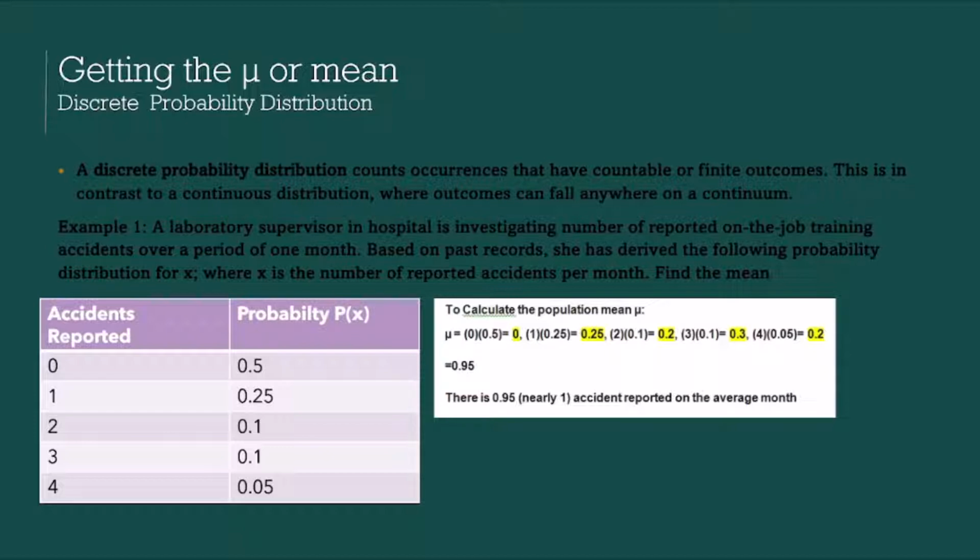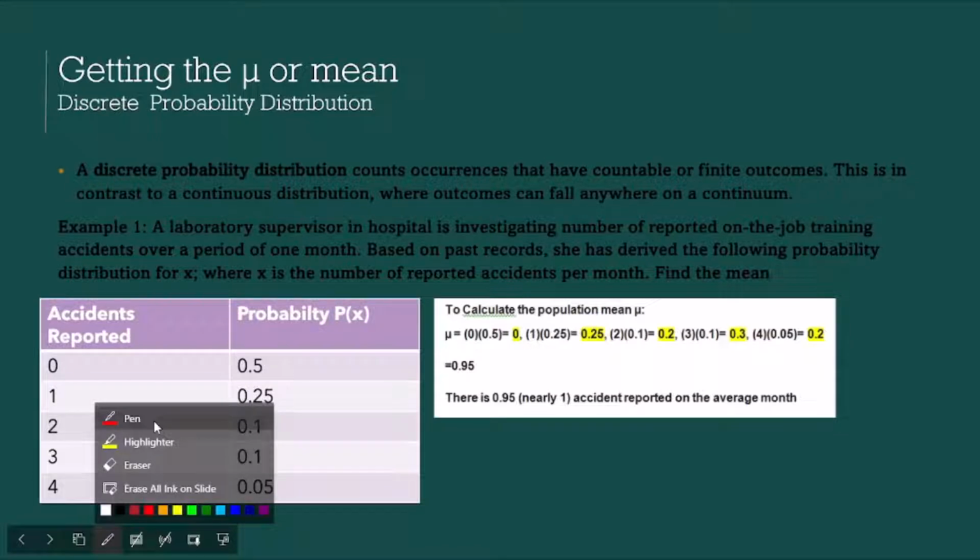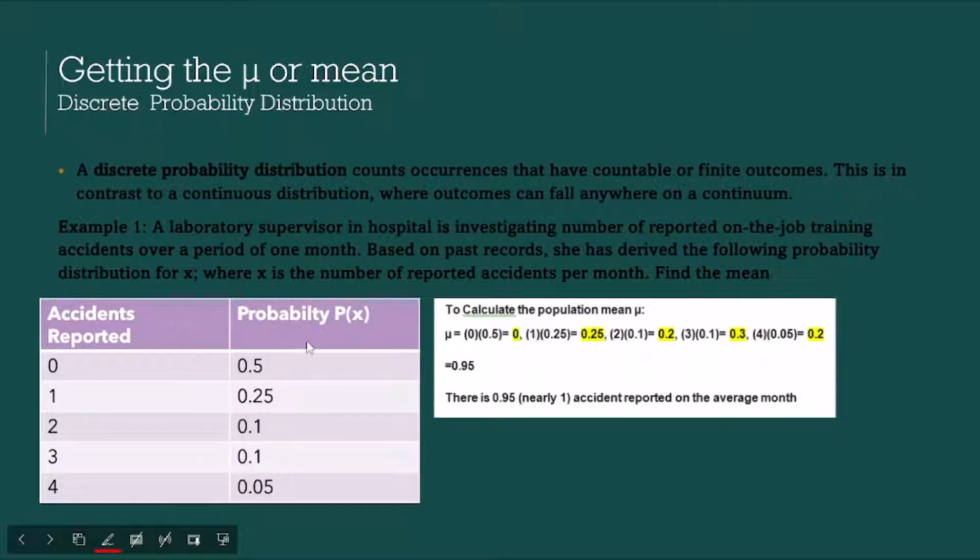Example 1. A laboratory supervisor in a hospital is investigating the number of reported on-the-job training accidents over a period of 1 month. Based on the past record, she has derived the following probability distribution for X, where X is the number of reported accidents per month. Find the mean. Now, here is the table. As you can see, the table is right here, and the probability is P(X).